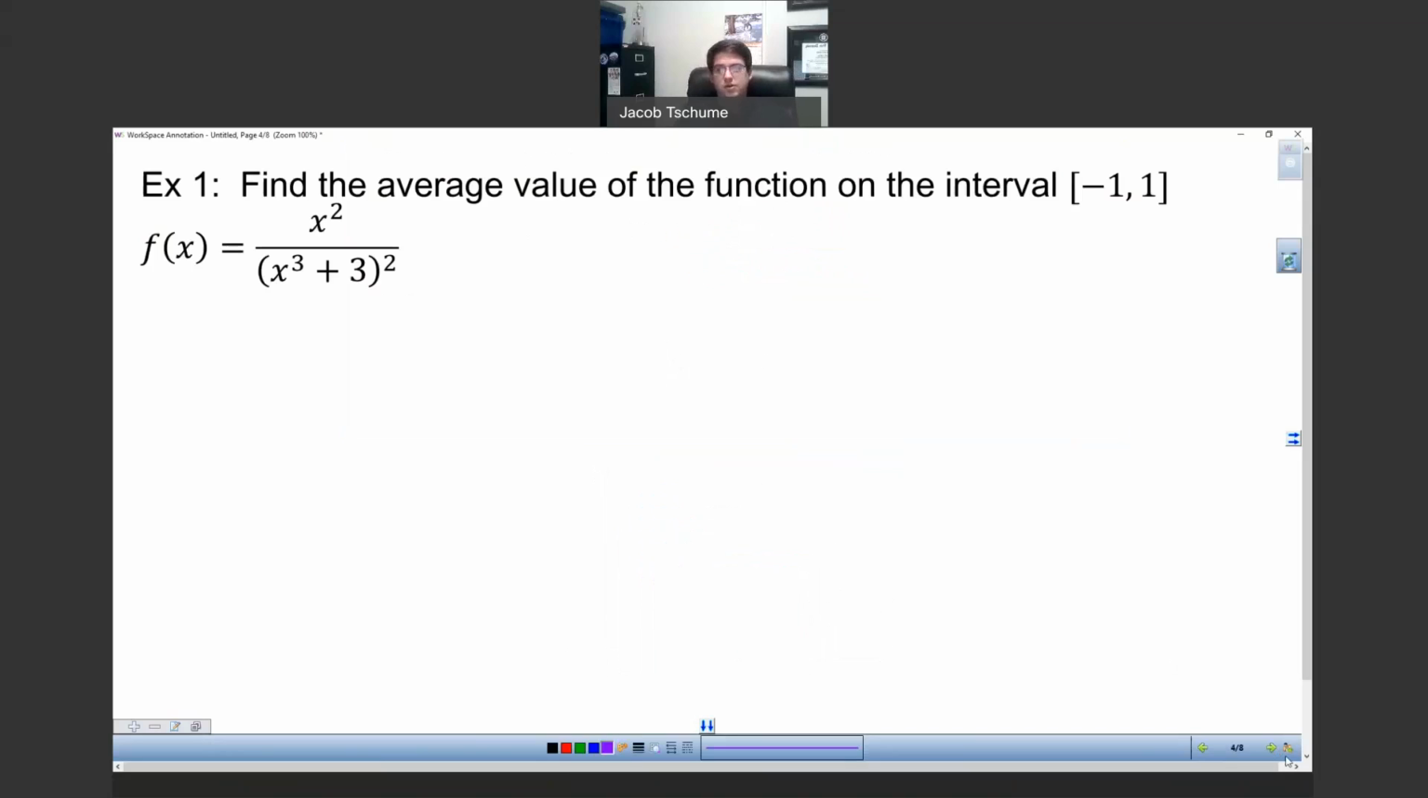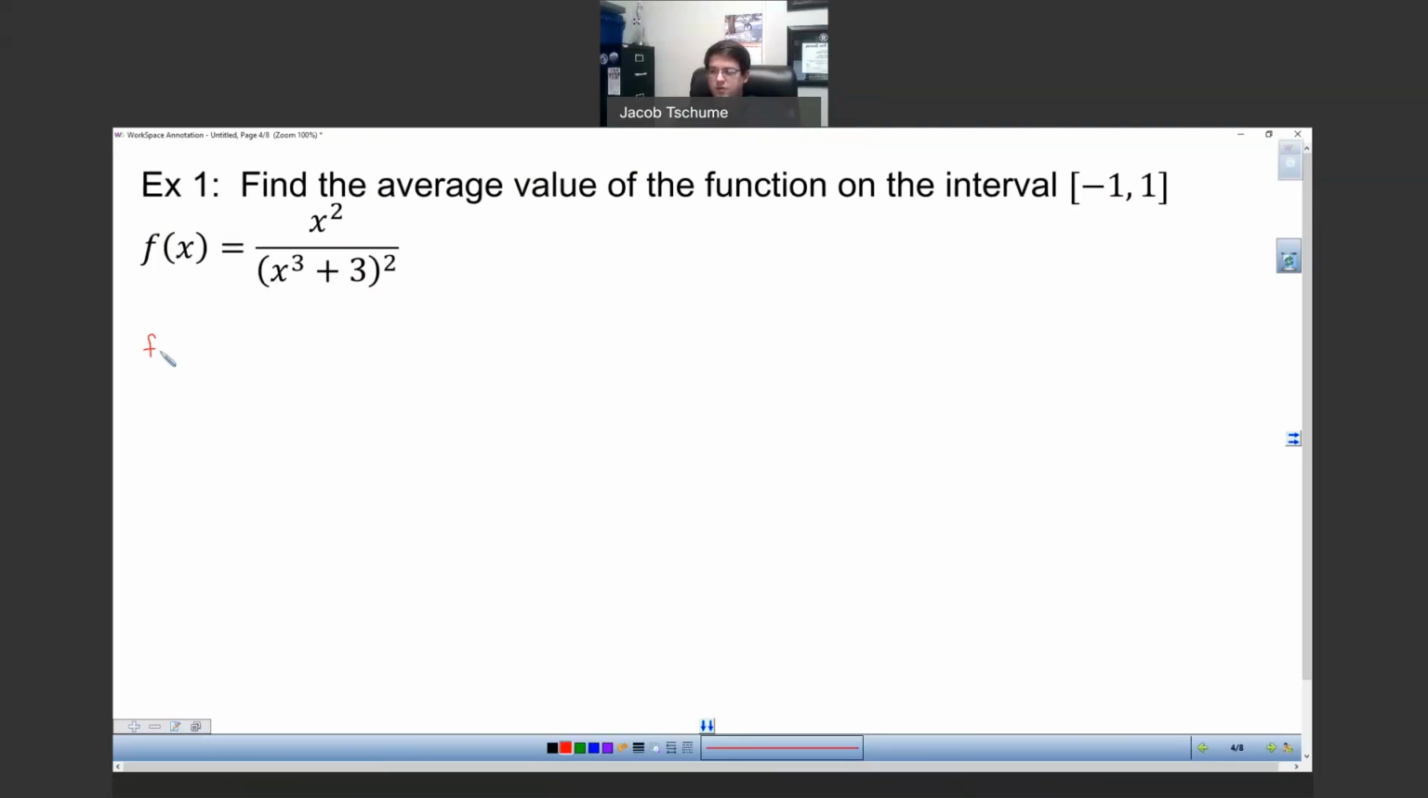So what we're going to do here to start off is, before we start solving for the c values and such, let's just practice finding the average value of a function. Given f of x equals x squared over (x cubed plus 3) all squared, find the average value on the interval -1 to 1.